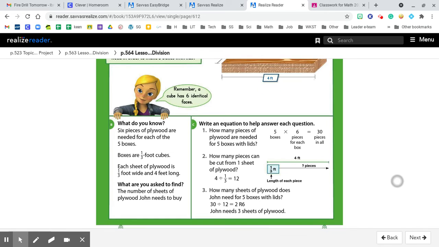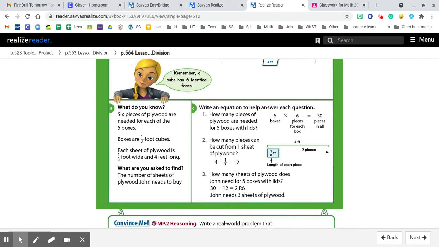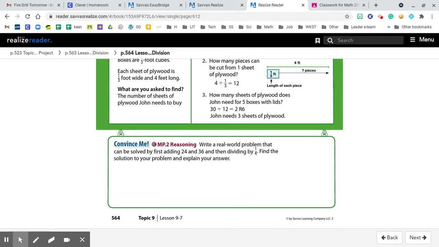How many sheets of plywood does he need for 5 boxes with lids? So we're going to go back. He needs 30 pieces in all, divided by 12. He's going to need 2 remainder 6 or 3 sheets of plywood altogether. And you can watch the video online to help you understand that better if you want through Savvas.